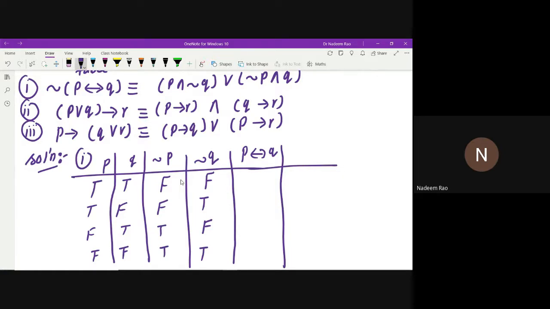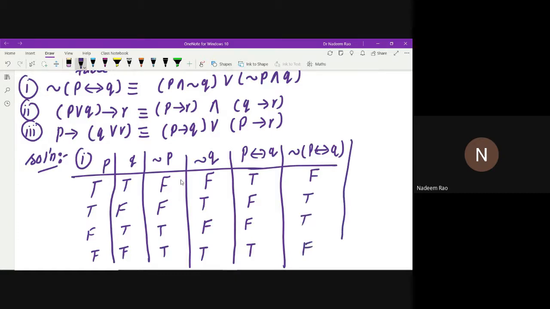If both are true, then it is true. If both are false, then it is true. If one of them is false, then it is false. So in the first case, it is true. In the second case, it is false. In the third case, it is also false. In the fourth case, it is true. Okay. The negation of P if and only if Q is false, true, true, false.